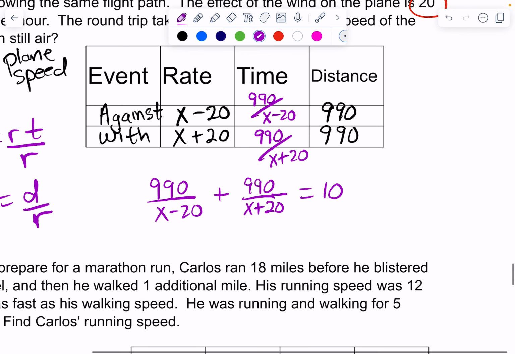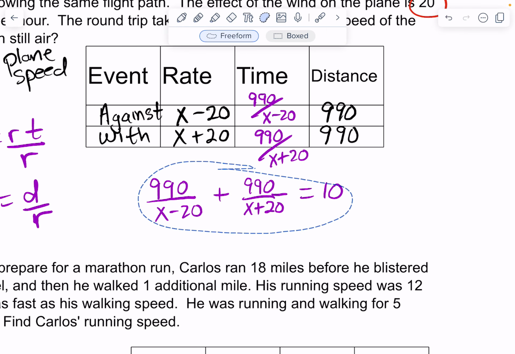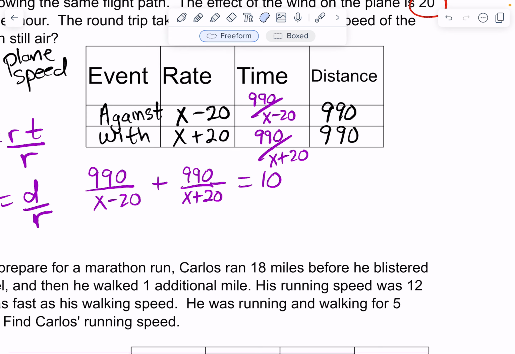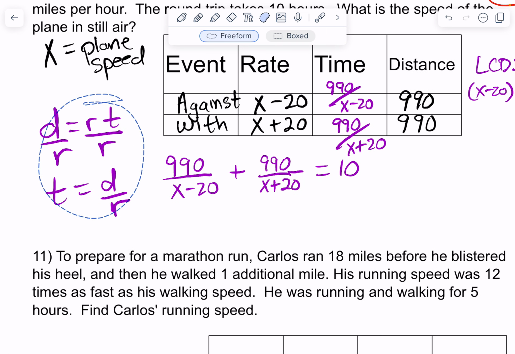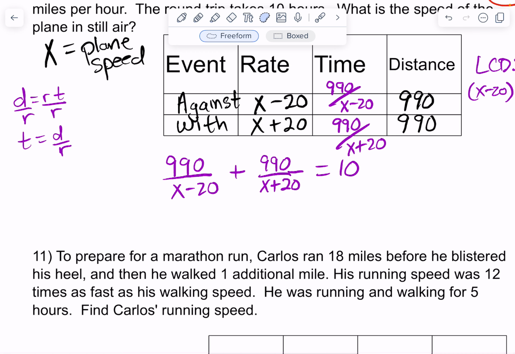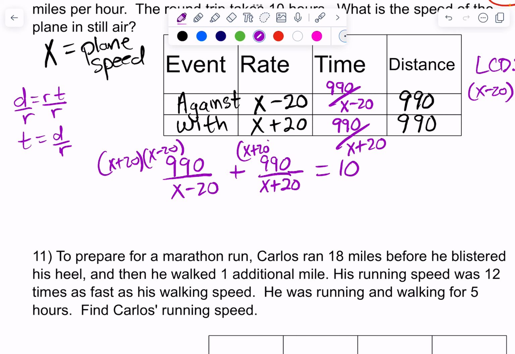All right, go ahead and move this guy here. My LCD in this particular case is going to be x minus 20 times x plus 20. So I'm literally going to multiply that LCD to every single numerator. So let's do it. I'm going to multiply x plus 20 times x minus 20 to every single numerator.